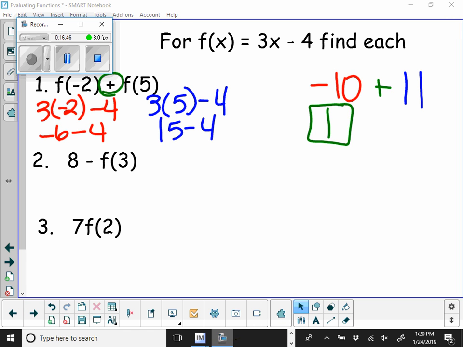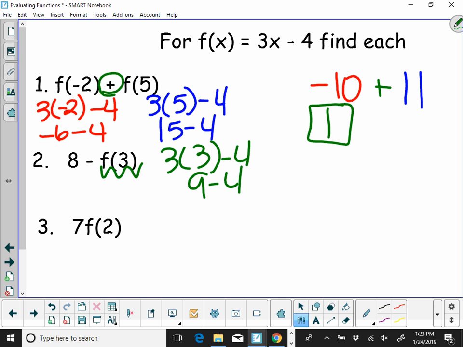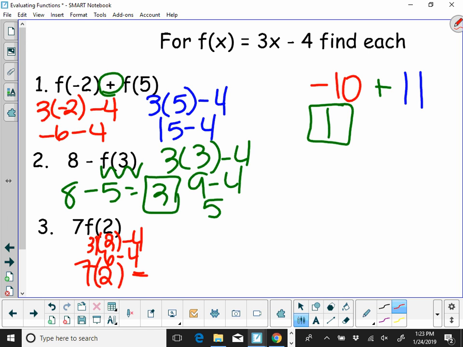All right, let's see. F of 3 gave you 3 times 3 minus 4. So 9 minus 4 is 5. So 8 minus 5 is, in fact, 3. All right, what was F of 2? Well, F of 2 was 3 times 2 minus 4, so F of 2 was 2, and then 2 times 7 gave you 14. Okay? All right, so we good on those?